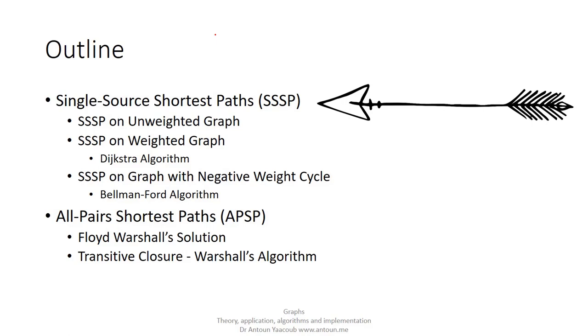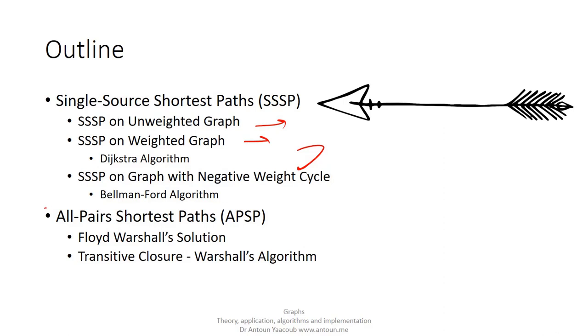We'll be covering in the first part the single source shortest paths. So we need to calculate the shortest path from a single source to all other vertices. We will talk about the SSSP problem in unweighted graphs, whenever we have just arcs without weights. Then when we have a positive weighted graph, we will apply Dijkstra's algorithm, and whenever we have negative weights and a potential negative weight cycle, we will run the Bellman-Ford algorithm.